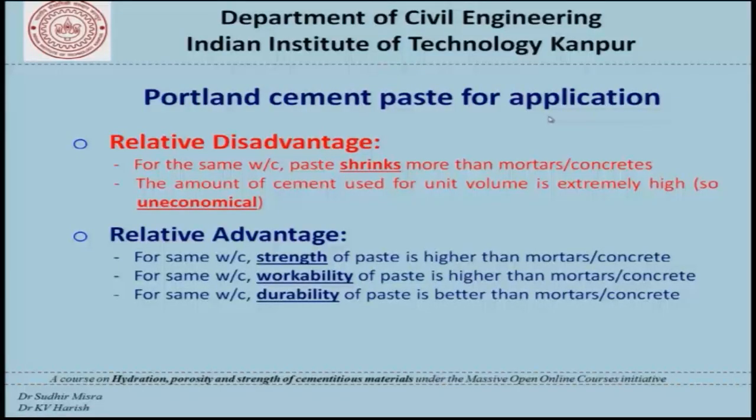Now, when we think of using Portland cement paste for application, what we need to ask ourselves is, do we have advantages or do we have disadvantages? And we usually compare the cement paste with mortars or concrete. So, when we do such a comparison, the relative disadvantage, and the word relative is important for the simple reason that we are comparing the application of paste with that of mortars and concrete only, is that for the same water to cement ratio, the paste shrinks more than mortars or concrete. The amount of cement used per unit volume is extremely high, and that makes the paste uneconomical for most applications. So, these are the two main disadvantages that we have with cement paste.